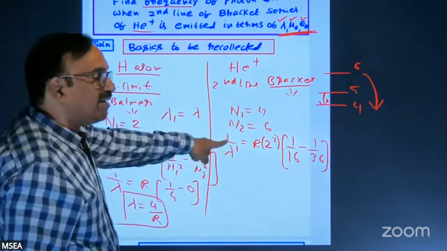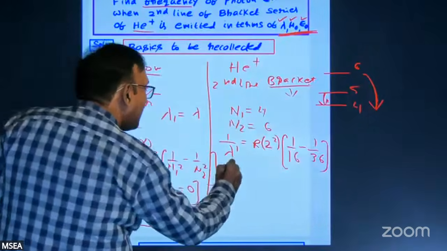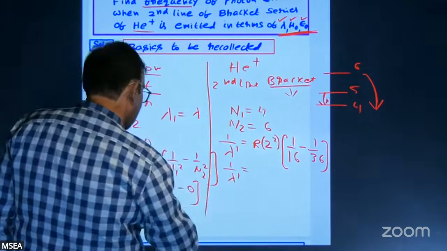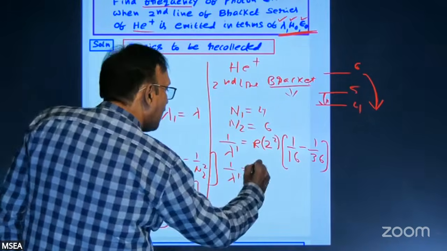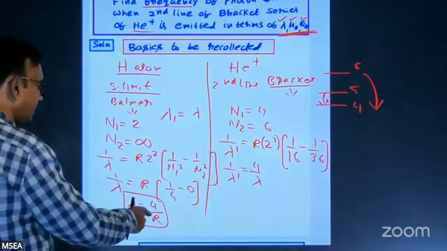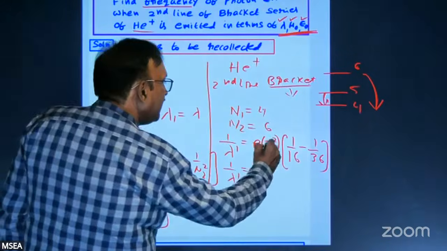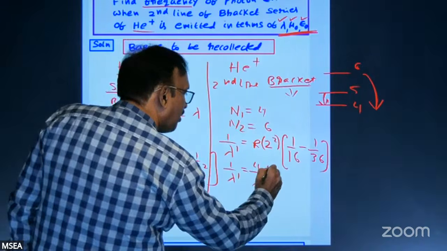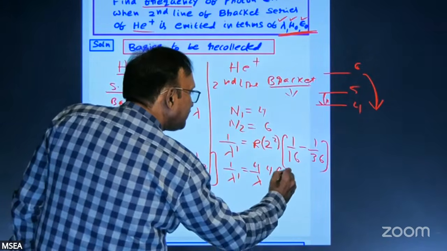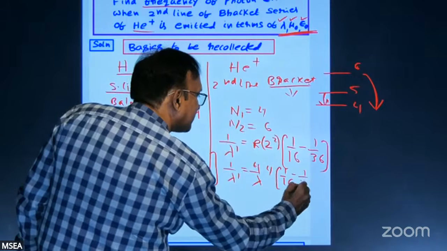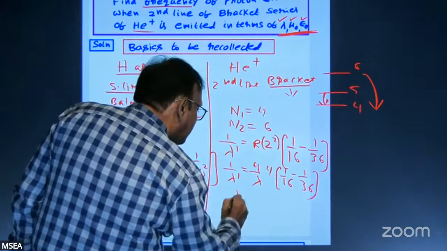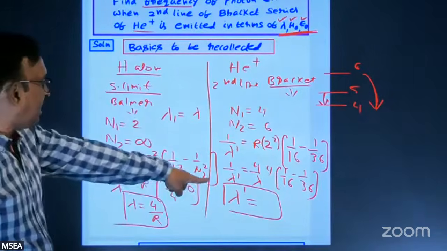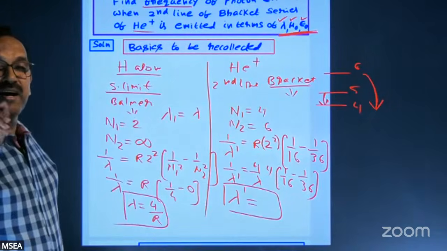From this, 1 by lambda dash is equal to, in place of R, you can write happily 4 by lambda, as we got here. R is equal to 4 by lambda into 2 square comes to be 4. This 4, if you cancel, this is 4 into 1 by 16 minus 1 by 36. From these things, anyone can happily do the simple algebra and calculate lambda dash. We can calculate lambda dash. But he is not asking lambda dash.